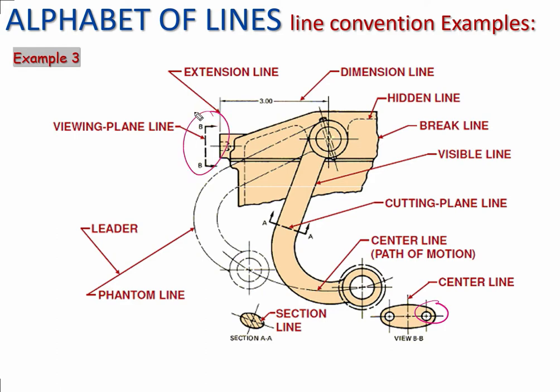If viewing a plane line, where is the view BB? This is the view BB, as you see here. For this view, I'm looking at this surface from this side, and this will be the result. So I'm using the viewing plane line. It should be thick, not thin. Dashed, evenly spaced dashes. And so on, guys. These are just examples.